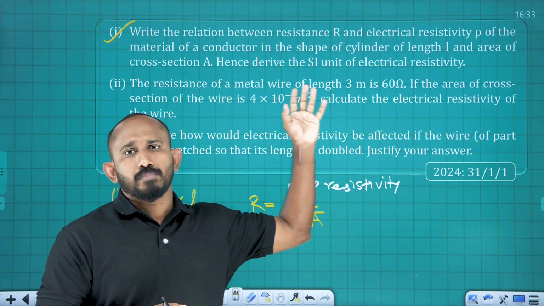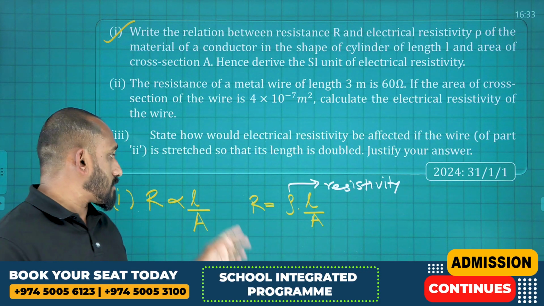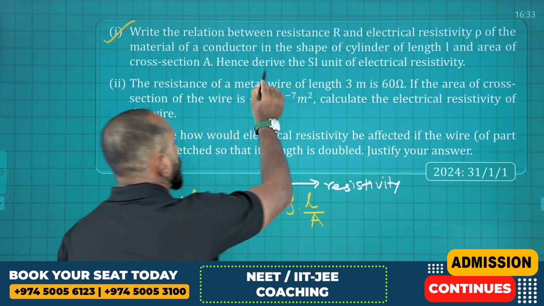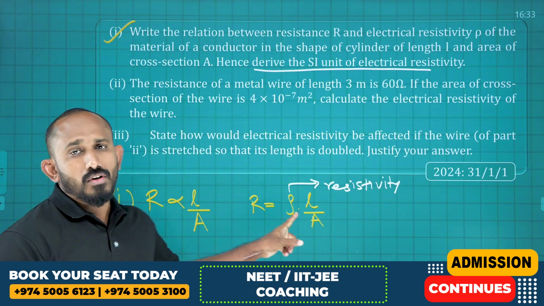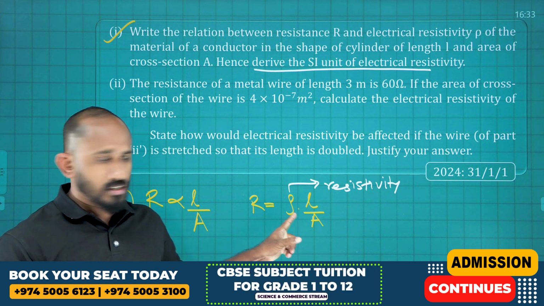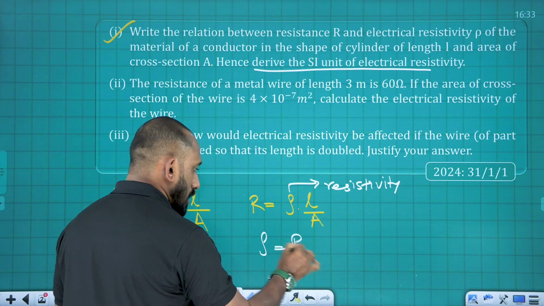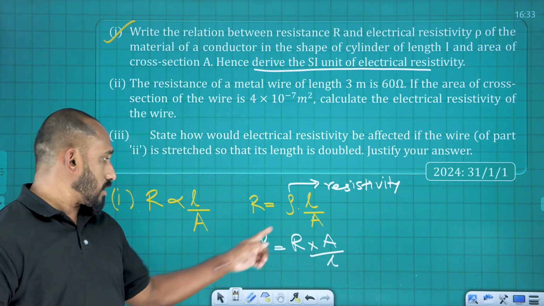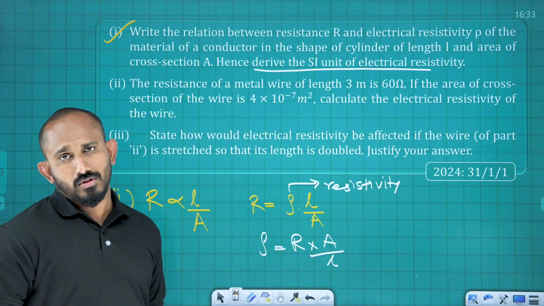So the first part asks just to write the relation between resistance and resistivity in terms of length and area of cross-section. And one more thing they are asking: derive the SI unit of electrical resistivity. For that you have to substitute into the resistivity equation. You rearrange this equation: ρ is equal to R into A divided by L. ρ is equal to resistance into area of cross-section divided by length.